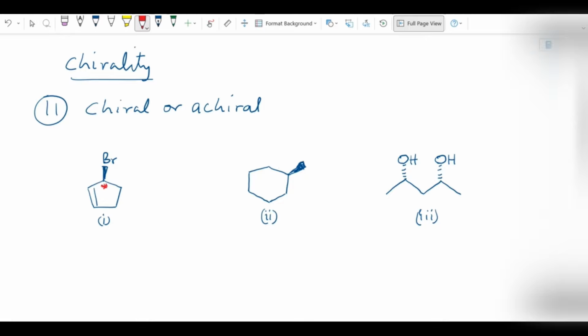Starting with compound 1. This carbon here has 4 different groups. There's a hydrogen, an implicit hydrogen that is not shown. So we have one group, group 2, group 3, group 4. So there are 4 different groups on that carbon. Therefore, we will say that this compound is chiral. Another way to tell is that there is no plane of symmetry. You can't divide this compound into 2 equal halves.